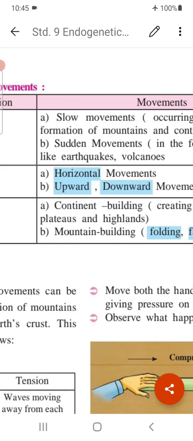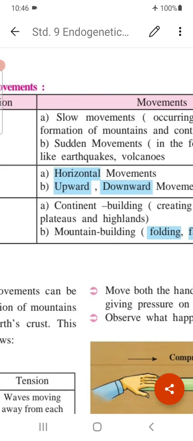And another is mountain building. Mountains are built, and how they are built we are going to see in depth now. Under this category, faulting and folding. Folds are formed one upon another. Mountains are folded, not like we fold our clothes, but folds are formed. And faulting means what? Fracture or breakage.